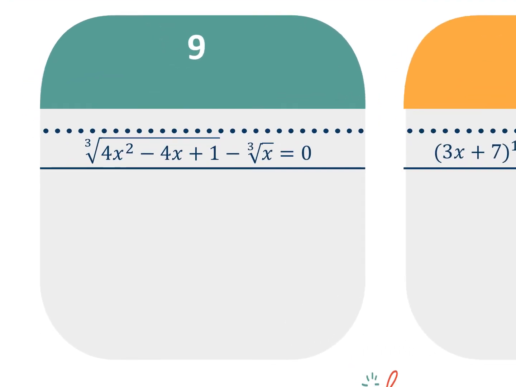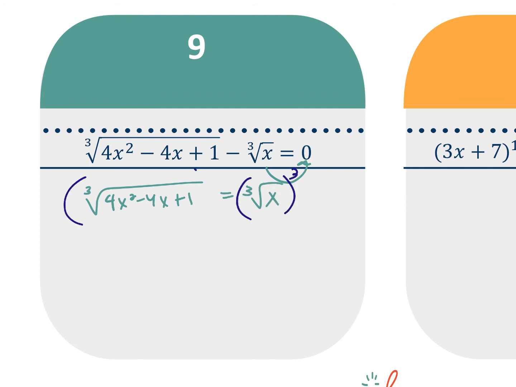All right, so look at 9. I get the cube root of 4x squared minus 4x plus 1 minus the cube root of x equals 0. These look more complicated, but they're actually easier. So I'm going to move this to the other side. Cube root of 4x squared minus 4x plus 1 equals the cube root of x. And then I'm going to cube both sides.